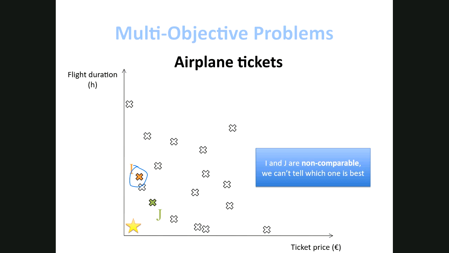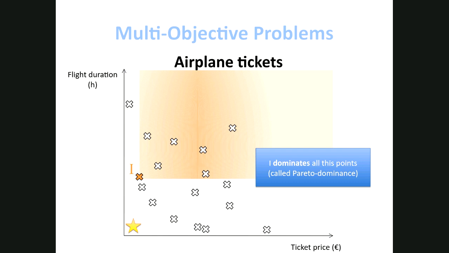N'importe quel point qui serait plus en haut et plus à droite que I. Yes, exactly. In fact, basically, we can trace, for example, a couple of lines here, and all the points that are in this space that is going to be highlighted here are so-called dominated by I.